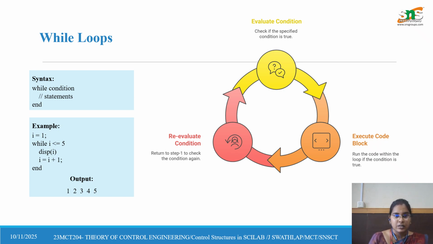So I am initializing, i is less than or equal to 5, the condition is satisfied, and 1 will be displayed. Once it is displayed, again i is equal to i plus 1, and it gets incremented to 2. So now i is equal to 2. What happens? Yes, 2 is less than or equal to 5, so 2 will be displayed, and again i will be incremented. So it goes on until this condition is no longer satisfied.